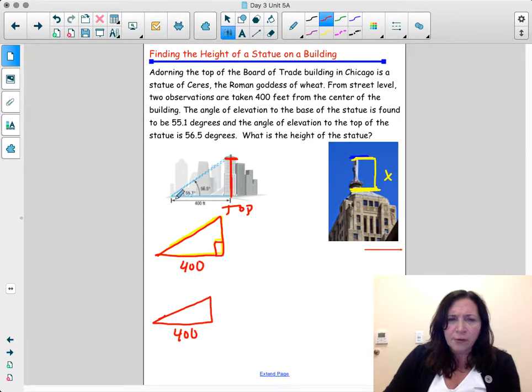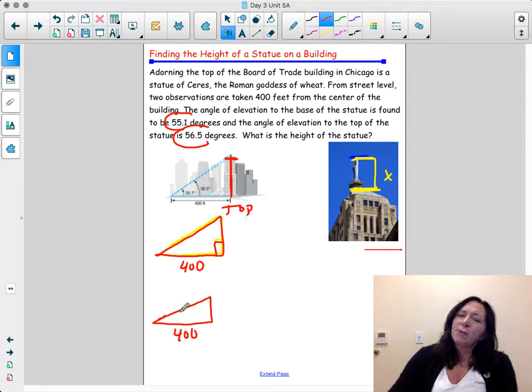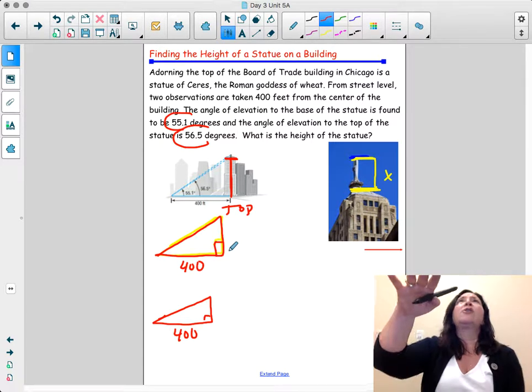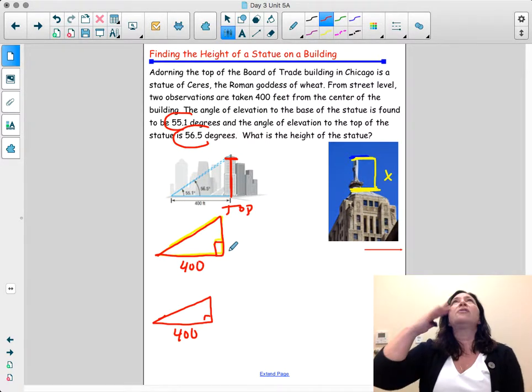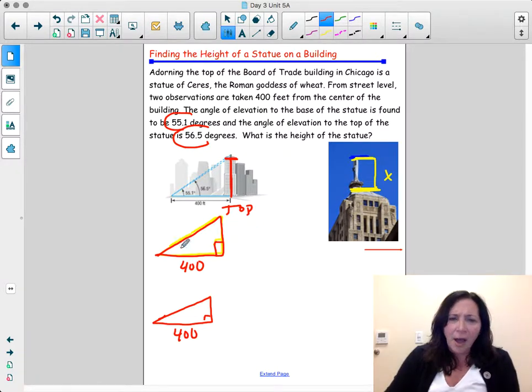So this is 400. It says that the two angles that they're looking up are 56.5 and 55.1. What you need to remember is that as you look up, if you get closer to something and you're looking up, your neck's going back farther. You're looking at a higher degree. So at the very top, that's going to be a higher degree, so that's going to be 56.5 degrees. This one is going to be 55.1 degrees, okay?